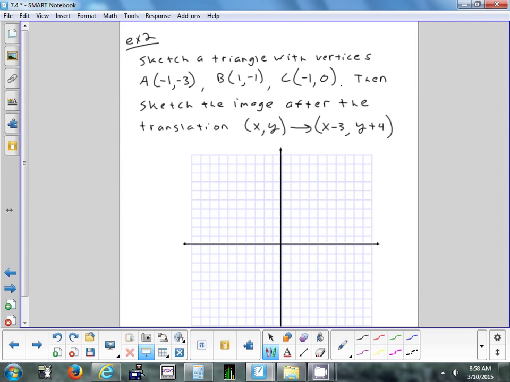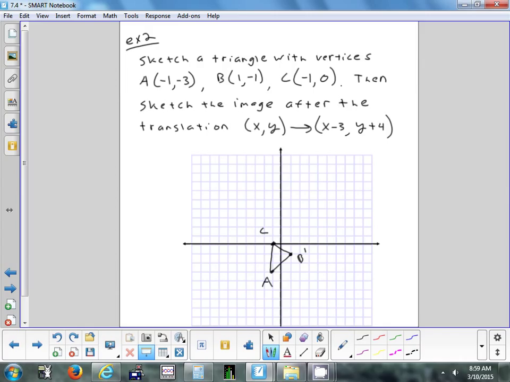All right, so A is (-1, -3). That's A. B is (1, -1). That's B. And C is left 1, up and down 0. Okay, so here's our triangle. What's the transformation we're doing? Just describe it in terms of left, right, up, and down.